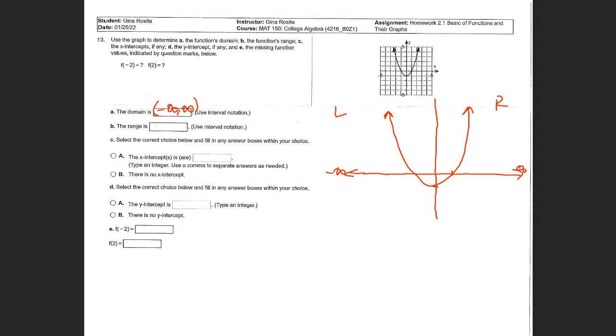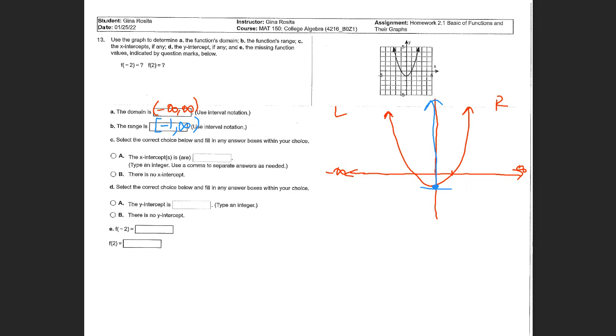Okay, now range. Remember, range is from bottom to the top. So look from the bottom over here to the top. Look at the y-axis. Sorry, range is the y-axis. Okay, so now look, from the bottom is negative 1. Yeah, it includes negative 1. So because it includes, it is a bracket, negative 1 to infinity, parenthesis.